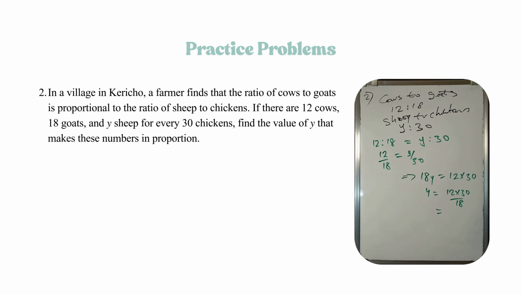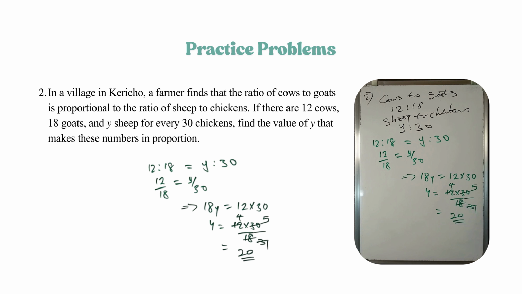So our Y will be, let's try to simplify. 6 goes into 18 3 times. 6 goes into 12... 6 goes into 30 5 times. And 3 goes into 3 once, and 3 goes into 12 4 times. So 4 times 5 will be 20. So our Y must be 20. For the ratio to be proportional, our Y must be 20.